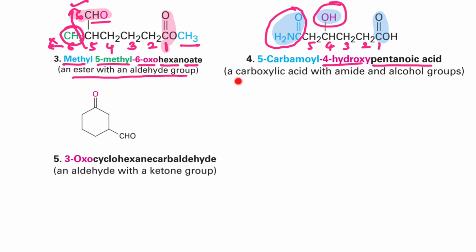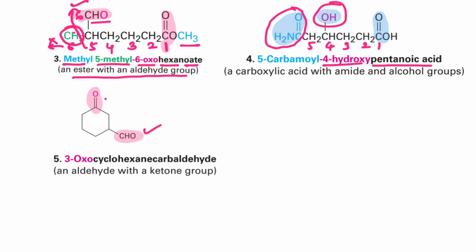This is a carboxylic acid with amide and alcohol group. So we have three functional groups, and one is chosen as the principal group. The next example has one keto functional group and another aldehyde functional group. Which one is the first priority group? The aldehyde is the first priority group, rather than the keto.